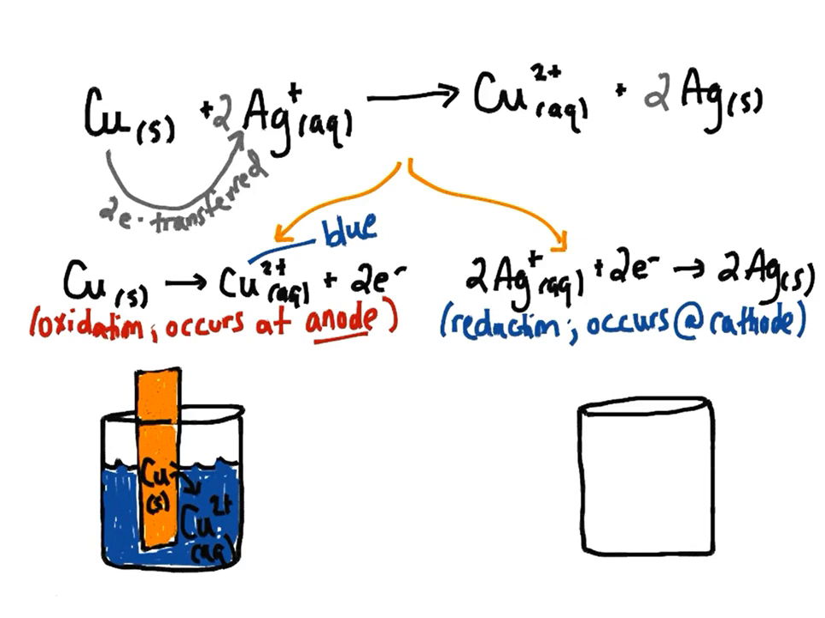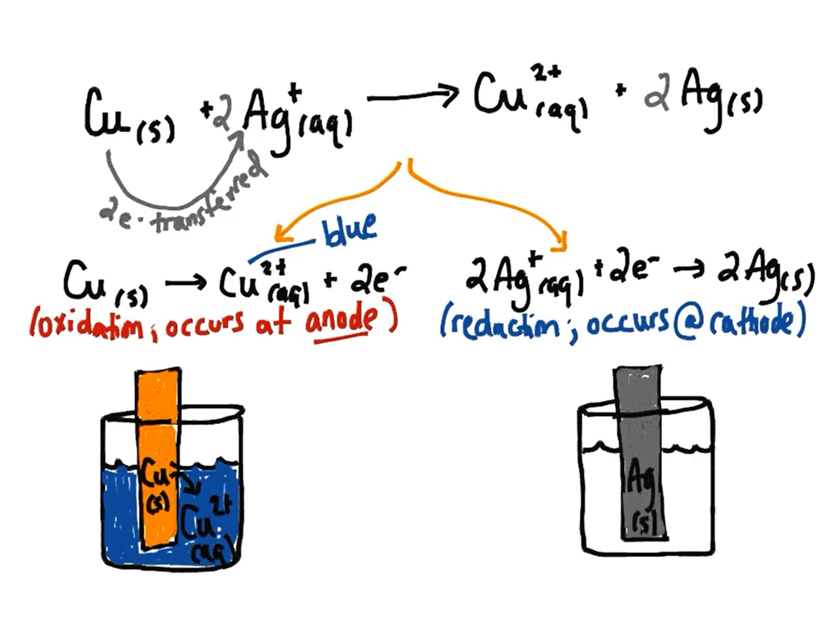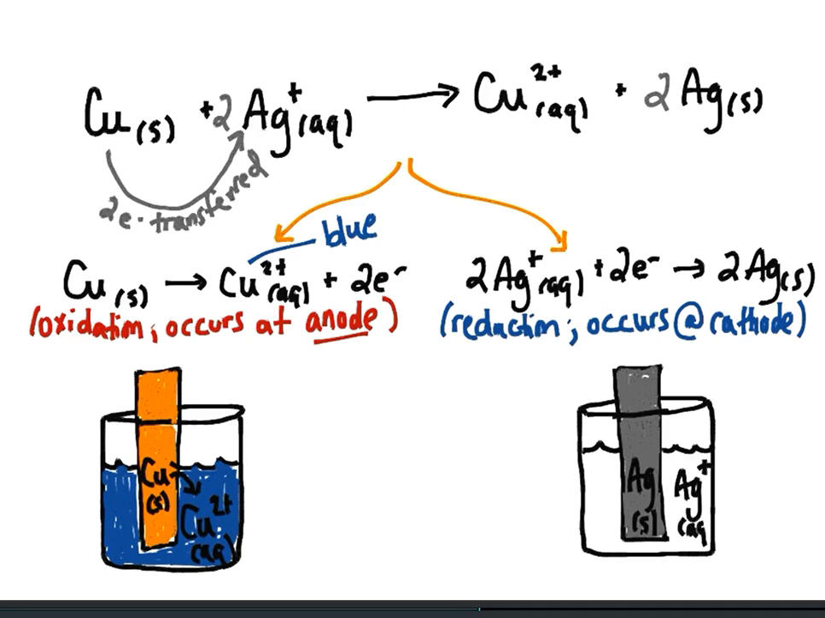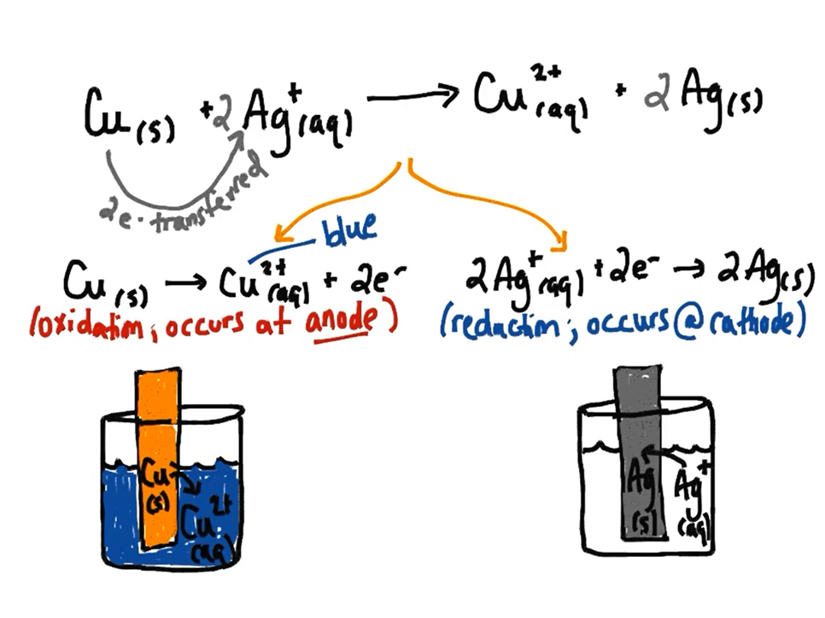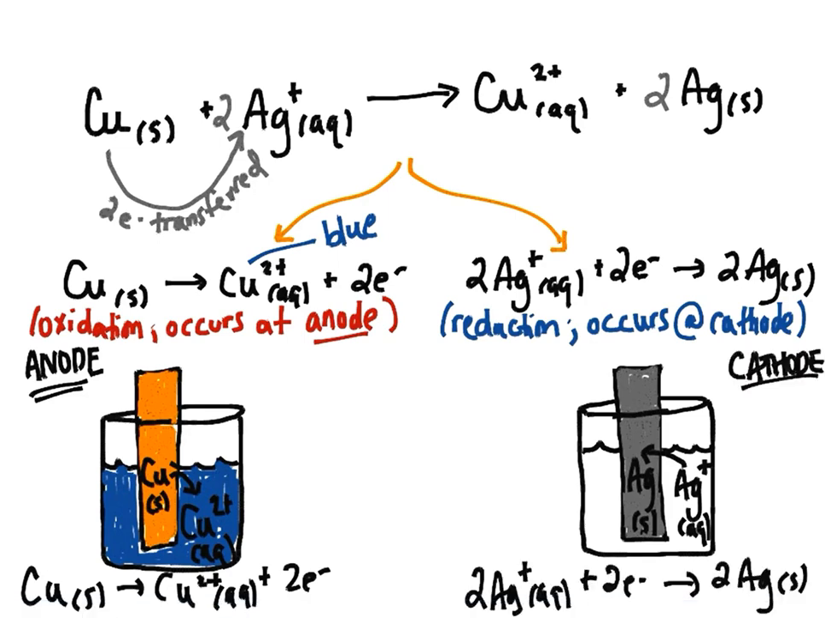Reduction occurs at the cathode. If we draw this reaction, we have silver ion in a beaker, silver solid in a beaker with silver cation around it in the solution. So in this case, the silver ion will be reduced to form silver solid. So over time, the silver electrode will get larger and the silver concentration will go down in the solution. So I'm going to label the anode. I'm going to put the half reactions underneath each half cell.